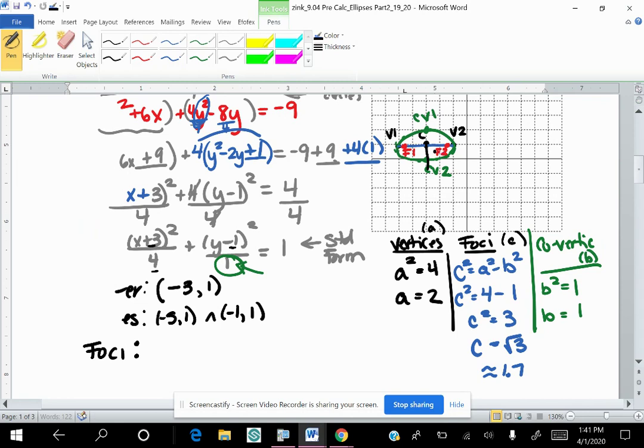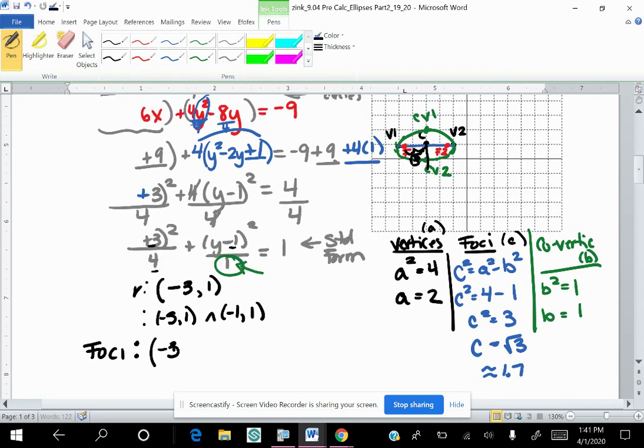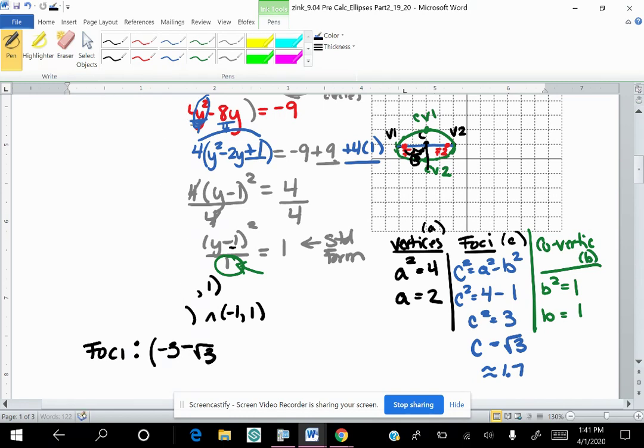and I want to get to focus 1 over here, I know between the center and the focus is going to be rad 3. So I went all the way over 3, so left 3, and then I'm going to go an additional rad 3 in that negative direction. So it'll give me -3 minus another rad 3, since we're going to the left in the negative direction.